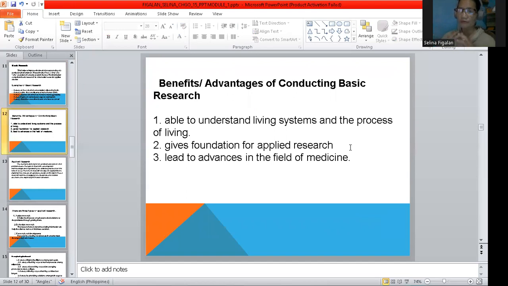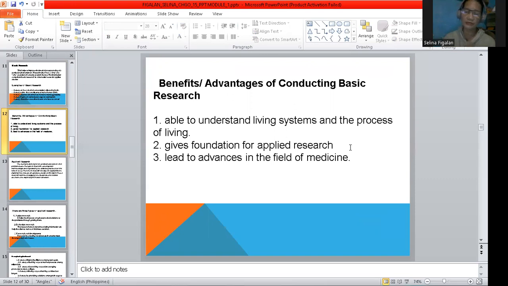Di ba? First pa lang, before they applied into a laboratory, nung hindi pa na-discover yung vaccine, okay, gumamit muna sila ng basic research, full of knowledge. They gained knowledge that came from research, from the internet, from the books. Di ba? Pinag-aaralan ng mga scientists because they want to solve the problem. Okay, this gives a foundation for applied research.